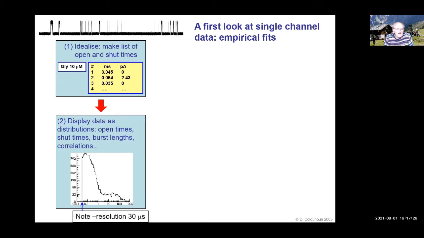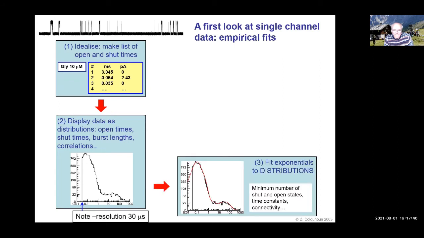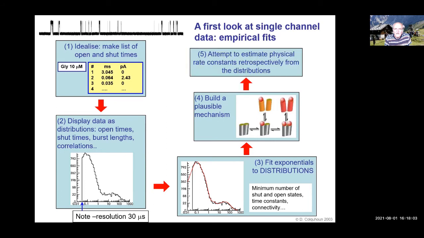And that's the first stage in all analyses. So what we did then was to display the data as distributions of open times, shut times, burst lengths, and correlations, for example. And we'd try to guess the number of exponentials needed to fit them. The number of exponentials needed to fit the shut time distribution, in principle, is the number of shut states, but in practice, the number of shut states is almost always bigger, so we should call it the minimum for the number of shut states. And then we'd guess some sort of mechanism, an attempt to estimate the physical rate constants retrospectively from the distributions. This is pretty unsatisfactory. What we want to do is to be able to estimate the physical rate constants, the Q matrix, in other words, from the observations in a much more direct way.